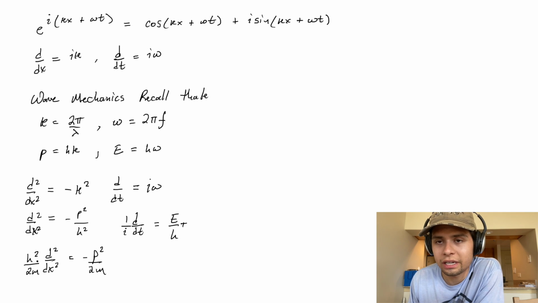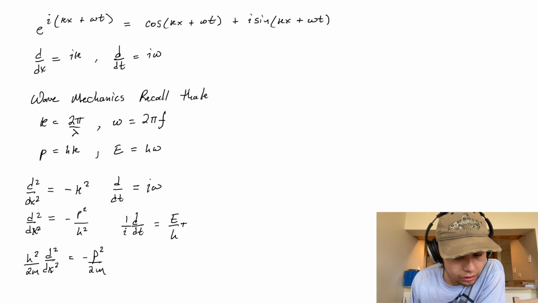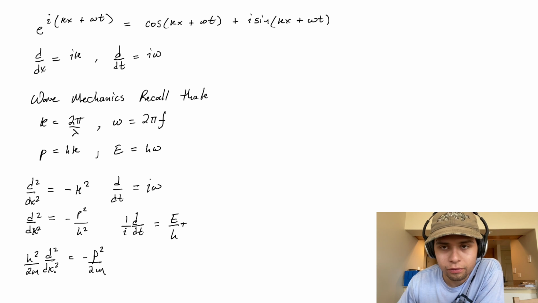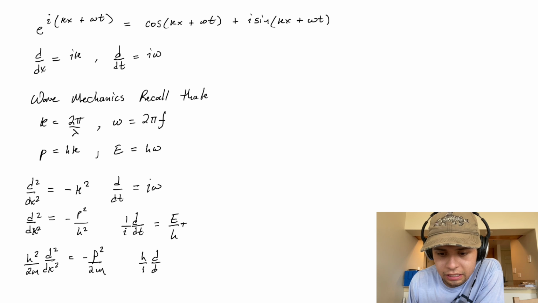We can get some information on what its double derivative is like, and then all we'd have to do is compensate for these constants out here. If we know what the mass of the particle is and Planck's constant, then we can get some information again on what that's like. And similarly, this is the total energy here. So what we have here is h bar over i d/dt is equal to the total energy.